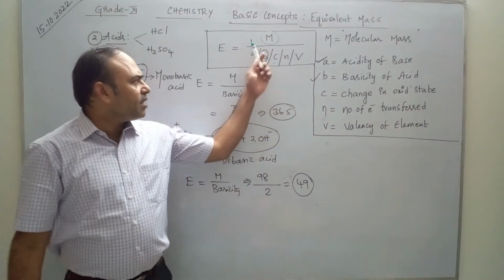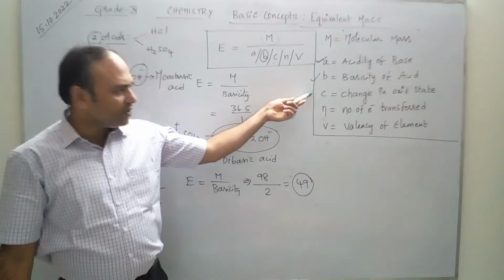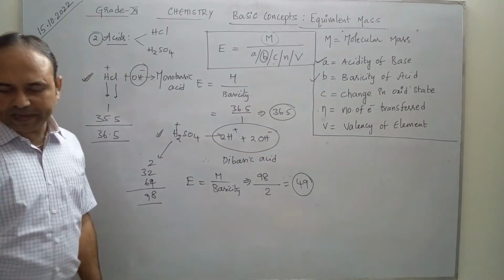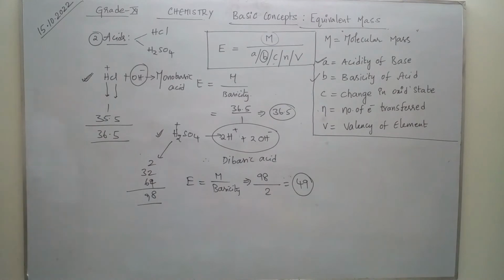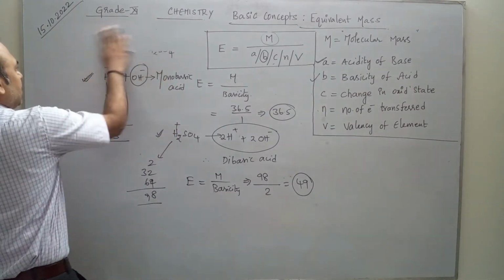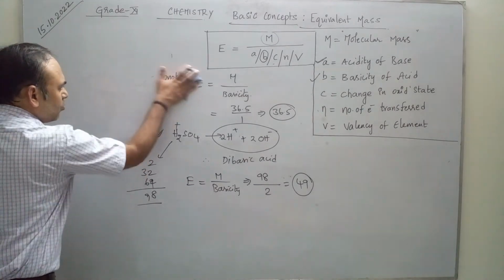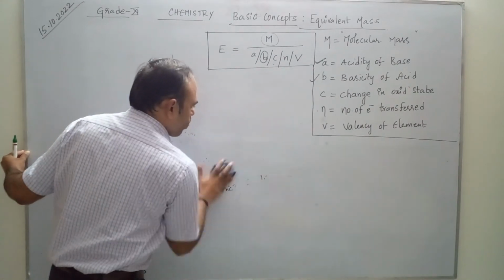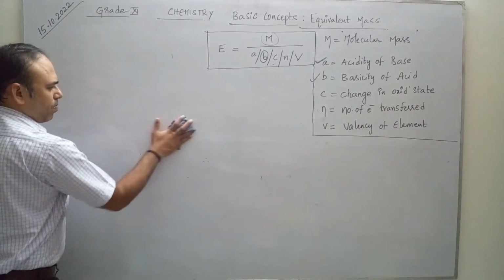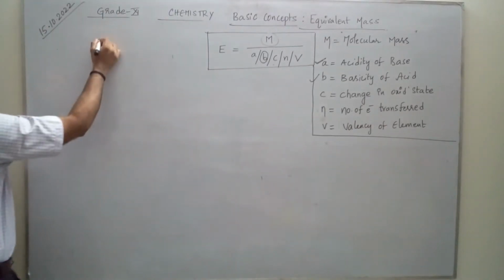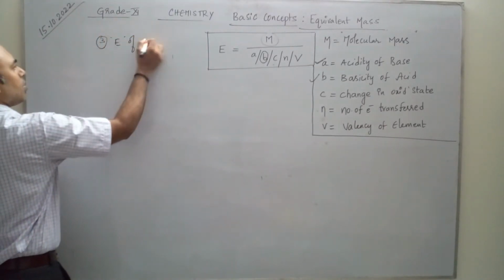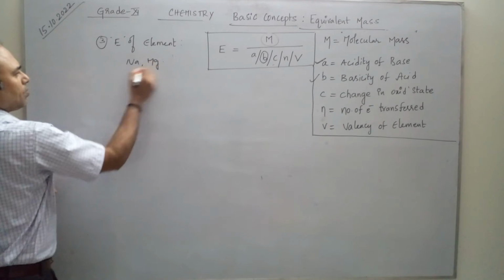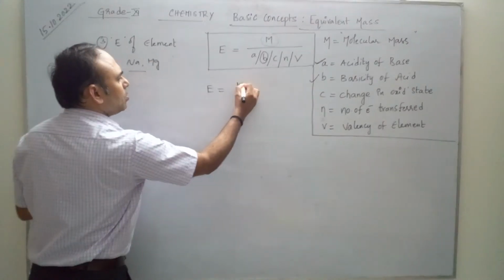Similarly, you can apply the same formula for oxidation state if it is changing, and next, number of electrons transferred, and last one is valency of element. So how to find the equivalent mass for any element? Let us take an example of sodium and magnesium. To calculate equivalent mass of an element, we take sodium and magnesium. So we have E is equal to M by valency.